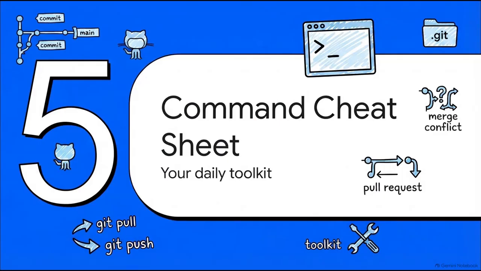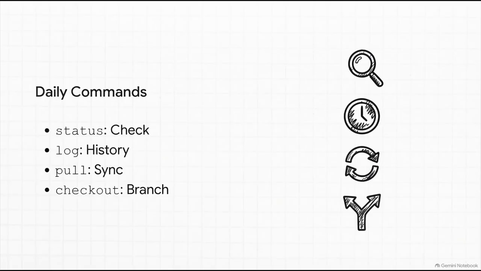Finally, Section 5, the Daily Command Cheat Sheet. Let's look at your daily toolkit. To wrap up this explainer, I want to quickly recap these 4 commands. They are your daily toolkit to stay synchronized and safe. First, git status instantly checks the current state of your working directory and staging area. Use it all the time.